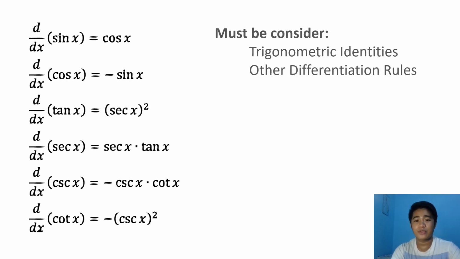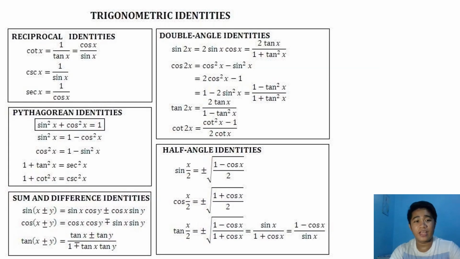And also you have to consider the trigonometric identities as well as the other differentiation rules, such as the logarithmic rules, the rules for the exponentials, and the algebraic rules. You have to consider all of those things when we are solving the differentiation of the trigonometric functions. Alright, so these are some of the trigonometric identities that are actually very important. So you just have to take a review of this. You can have your index card there, so you would have something to look at. Alright, so these are the trigonometric identities.